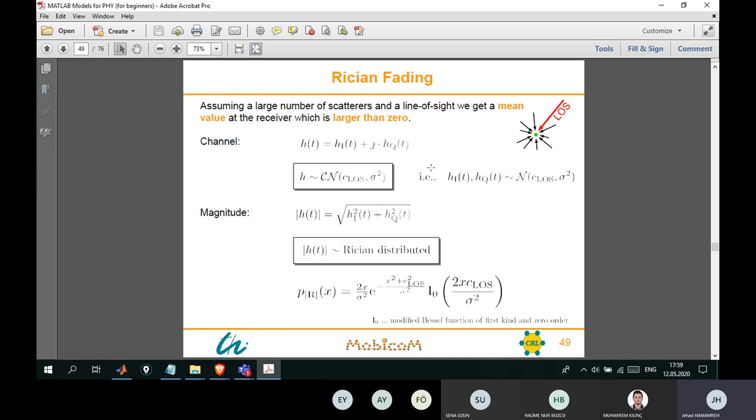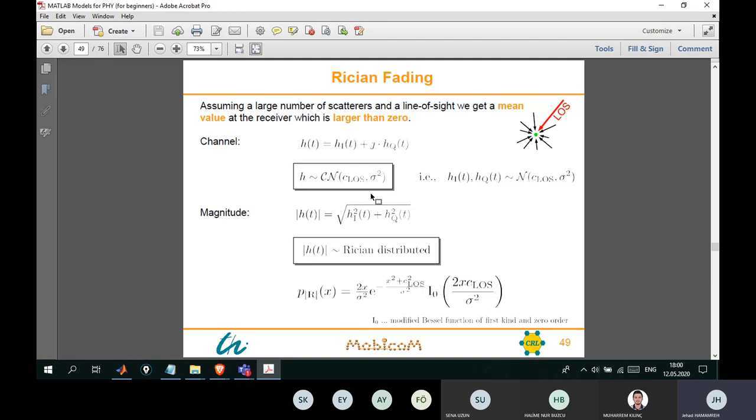You model the channel the same way you did with the Rayleigh fading channel. You have the channel tap, which is one tab consisting of so many rays reaching your receiver at the same time, modeled as a complex value, and this complex value has an in-phase and a quadrature part. When you model it, you will find that it has a Gaussian normal distribution.